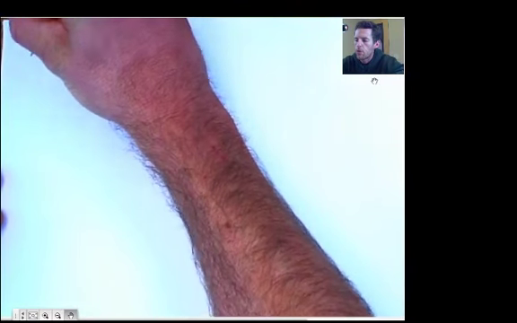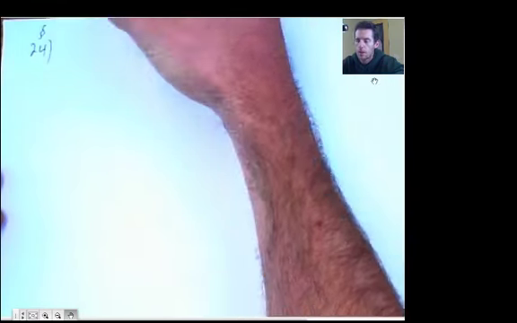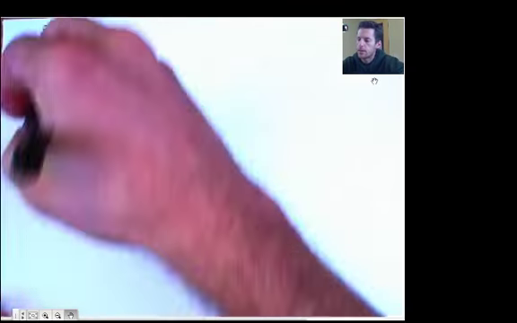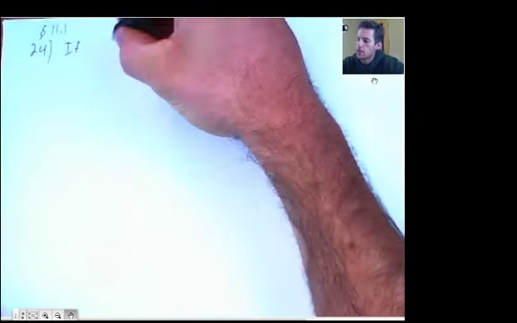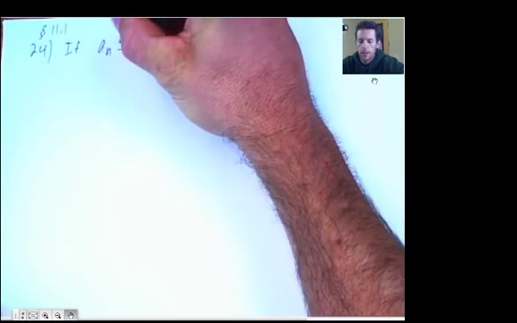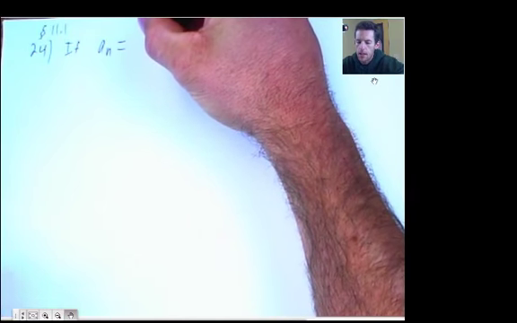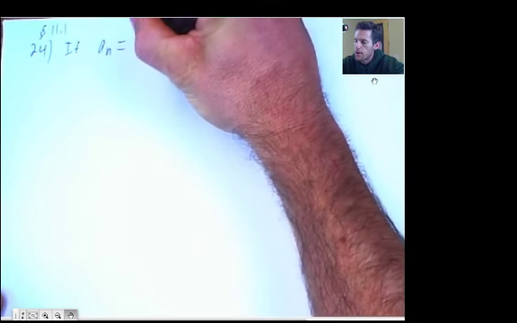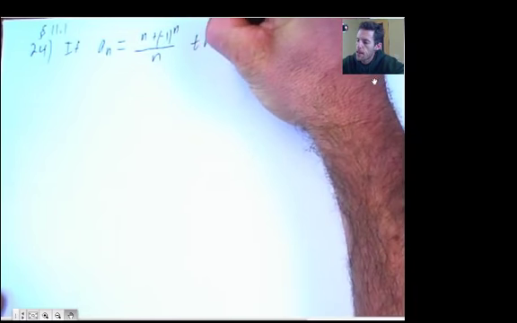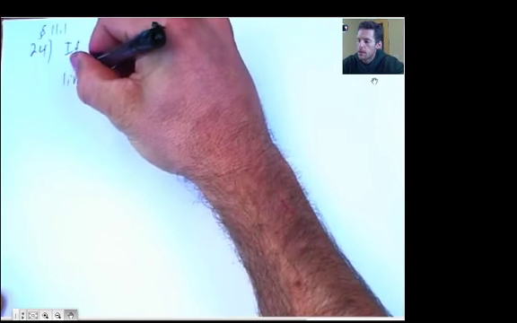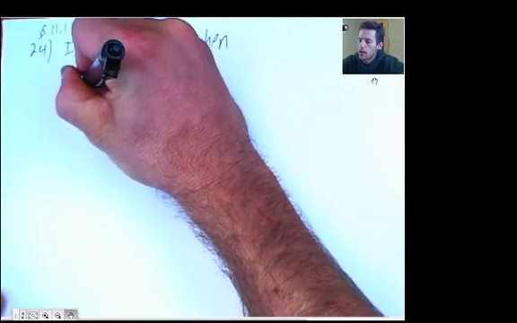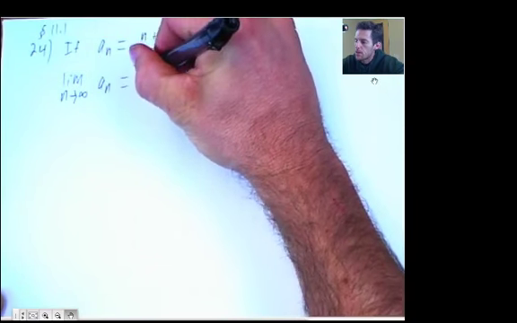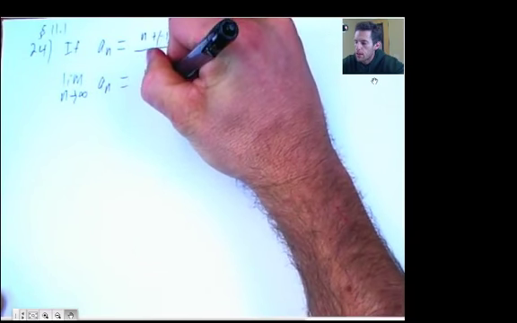All right, looking at number 24 here in section 11.1. We're looking at a sequence. If we have a sequence whose algebraic rule of correspondence says a_n is (n + (-1)^n) divided by n, then we can say that the limit as n goes to infinity of a_n is the limit as n goes to infinity.